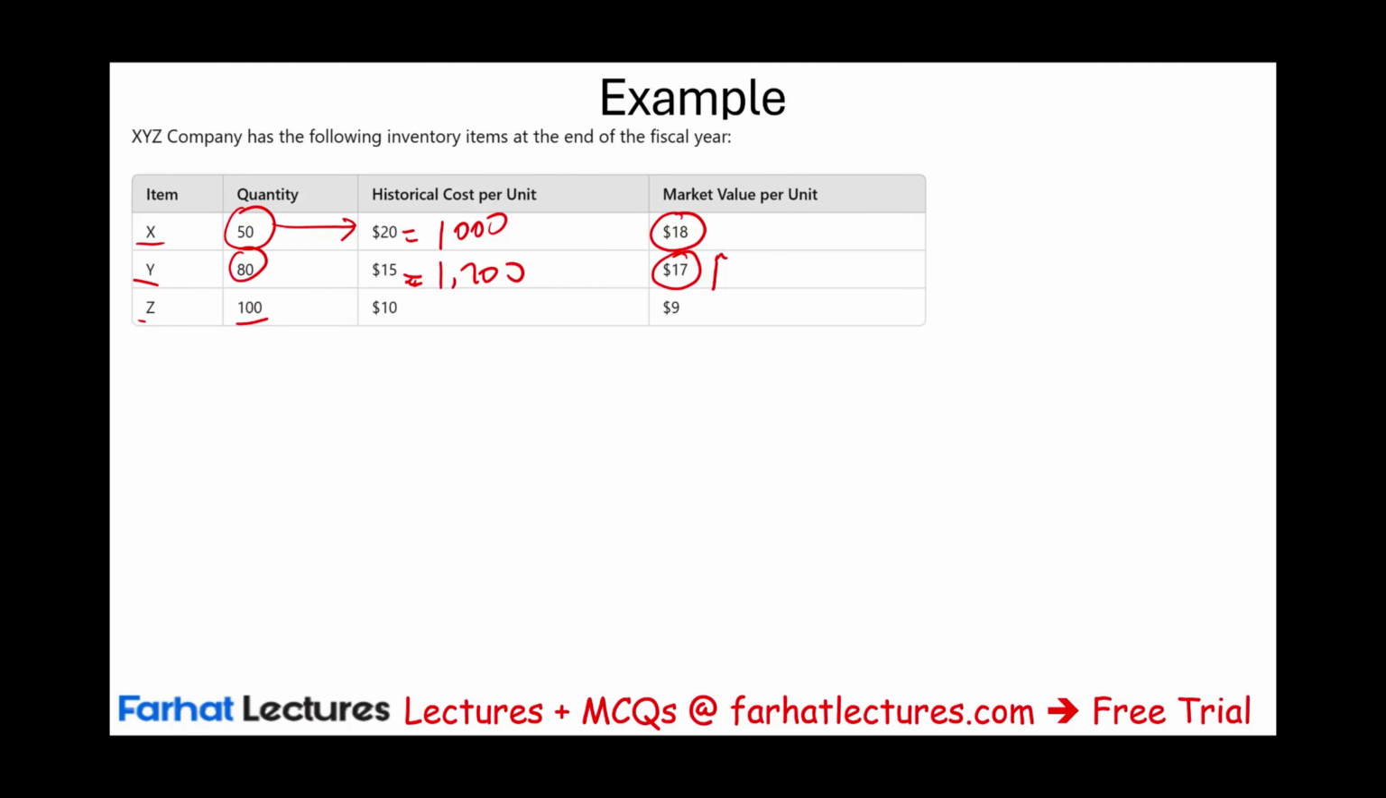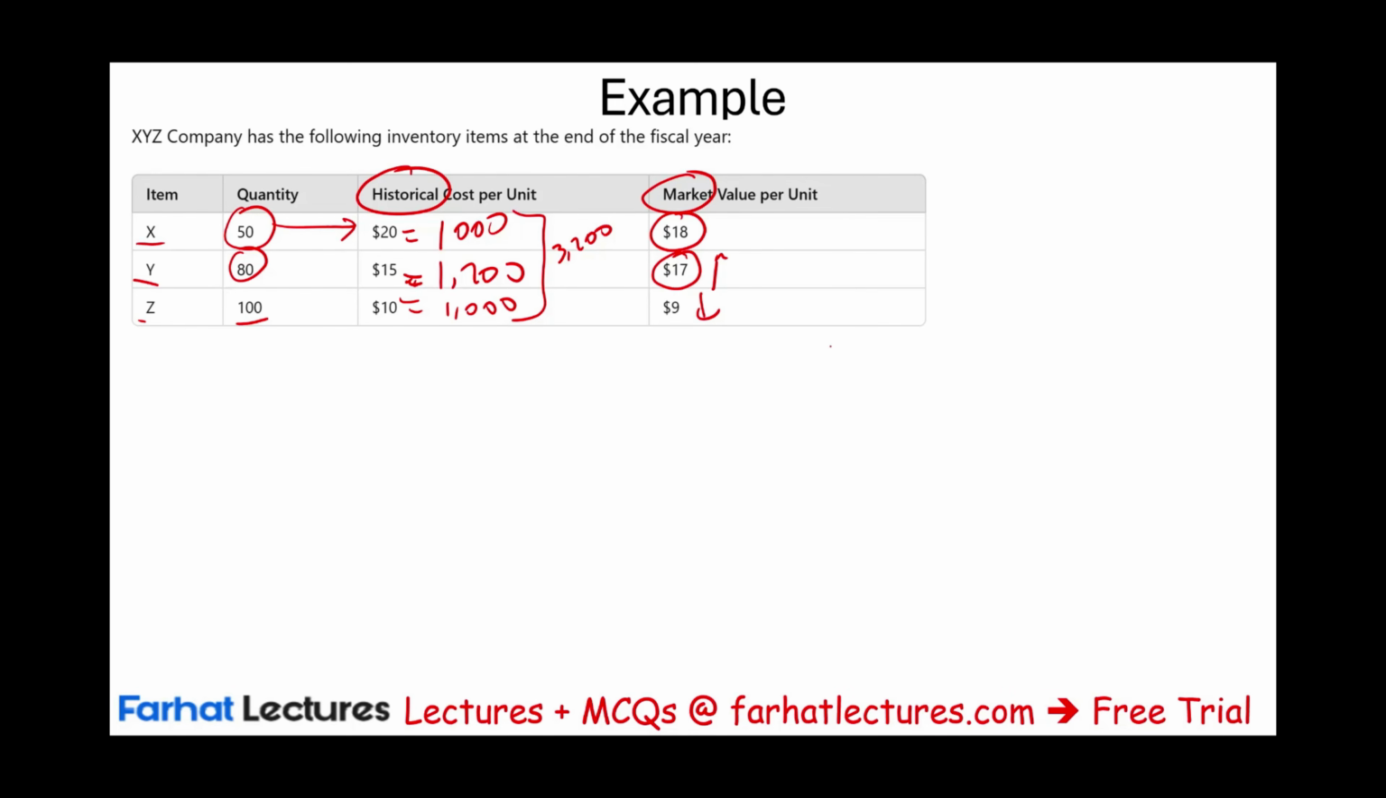Z, we have 100 units. We purchase each one at $10. It's worth $1,000. Now, they lost utility. Now, each unit is worth $9. If we really add up our historical costs, they will add up to $3,200. Now, what we have to do at the end of the year as accountants, we have to report the inventory at the lower of cost or market.